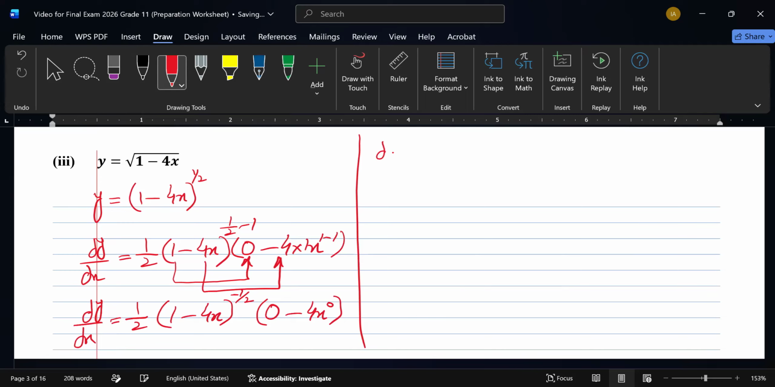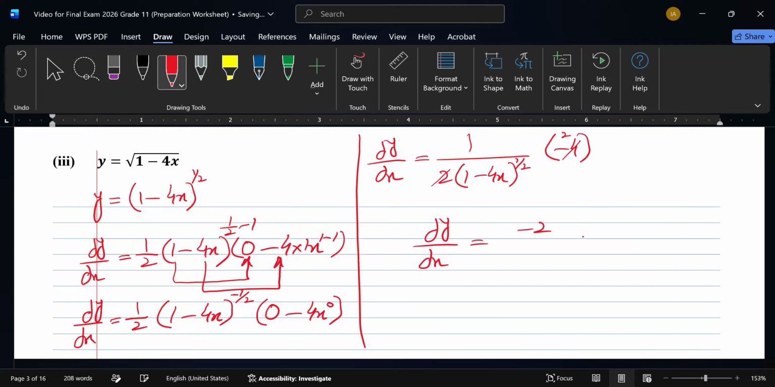So dy over dx will be, I bring down this negative power in the denominator, that's why the power becomes positive, and we have minus 4 in this. Now this 2 and this minus 4 will be cancelled out. It's going to be dy over dx, we have minus 2 here. In the denominator, instead of half, I can write the square root. Therefore, it's better to write the square root in the expression. Otherwise, if you leave it in the power half, that's also acceptable.